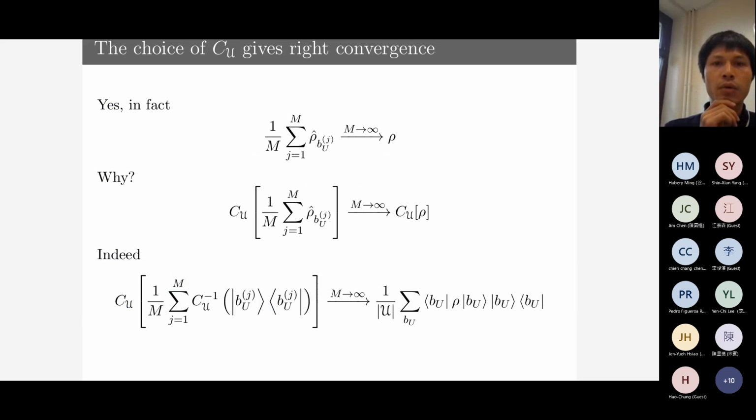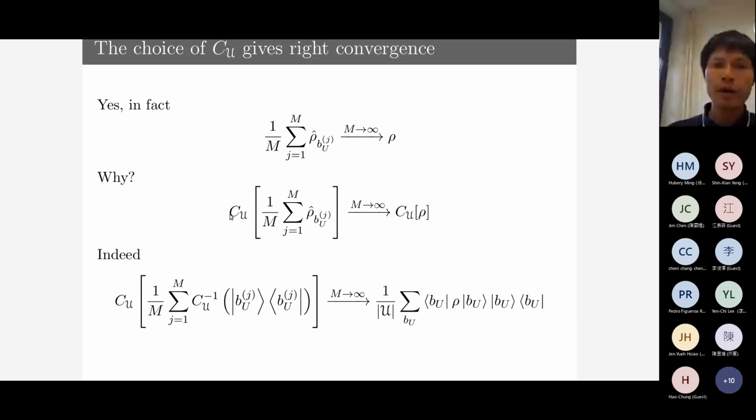But first, let's see why this works at all. First, we just have to look into the formula to see whether it converges. The first question we can ask is whether this actually converges, in the sense that if you have an infinite amount of data, so you send m to infinity, whether this average of rho hat actually converges to rho. In that sense, you actually estimate all of the observables, because this average of rho hat is correct.